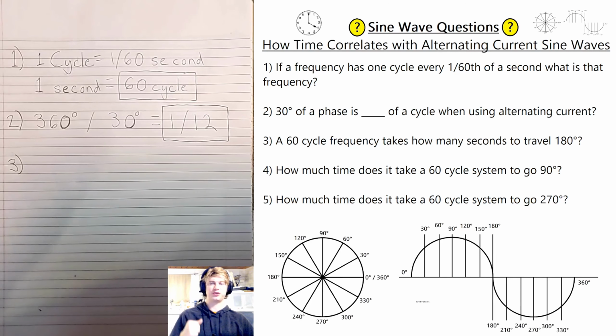Okay, so question number 3, a 60 cycle frequency takes how many seconds to travel 180 degrees? Okay, so 180 degrees.